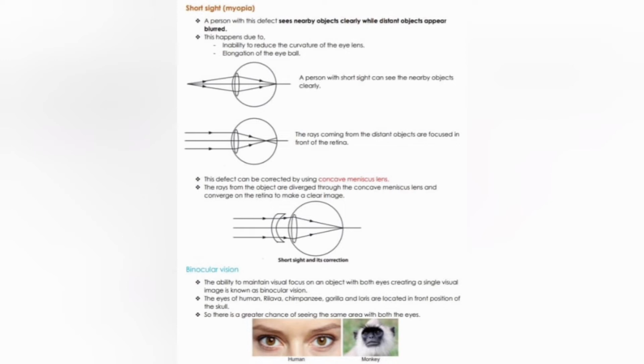What is binocular vision? The ability to maintain visual focus on an object with both eyes, creating a single visual image, is known as binocular vision. The eyes of human, chimpanzee, gorilla, and loris are located in the front position of the skull. So there is a greater chance of seeing the same area with both the eyes.